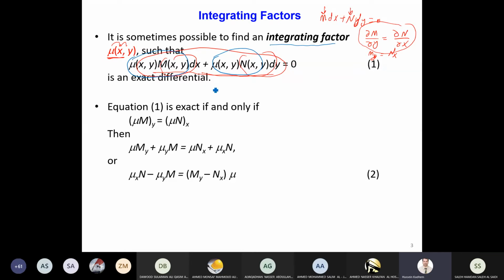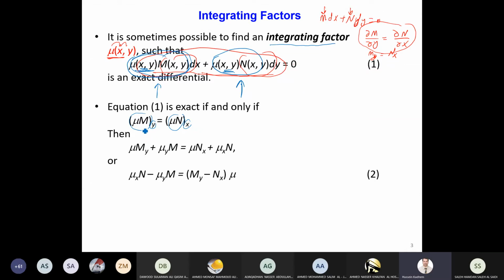Have a look. When I multiply it here and here, this is the new M. I differentiate it with respect to y, and it should be equal to mu N differentiated with respect to x. It means this part, when differentiated, will be equal to this part. Very simple. Now, based on this, I want to find a formula for this integrating factor. How can I find it?